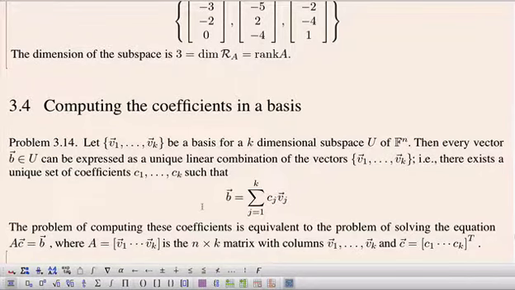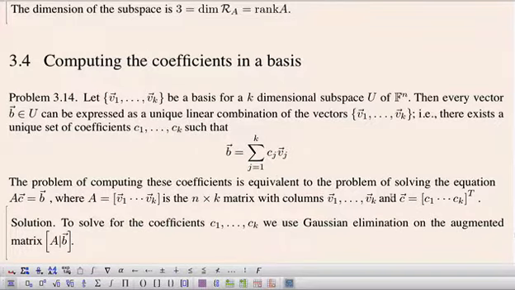The problem of computing these coefficients is equivalent to the problem of solving the equation AC equals B, where A is the matrix put together with the column vectors V1 through Vk. It's an n by k matrix, and the C vector is the unknown coefficients C1 through Ck put together into a column vector. If you multiply this out, this A times C, you get the linear combinations. And on the other side, it's supposed to be equal to B.